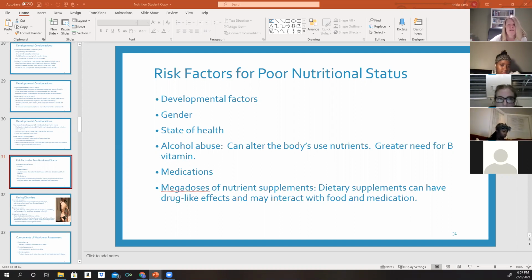And then we have megadoses of nutrient supplements. Some dietary supplements can have drug-like effects and they can interfere with food and medication. Because some nutrients compete against each other for absorption, an excess of one nutrient can lead to a deficiency in another because they're both competing for the same site, especially if one is absorbed preferentially.